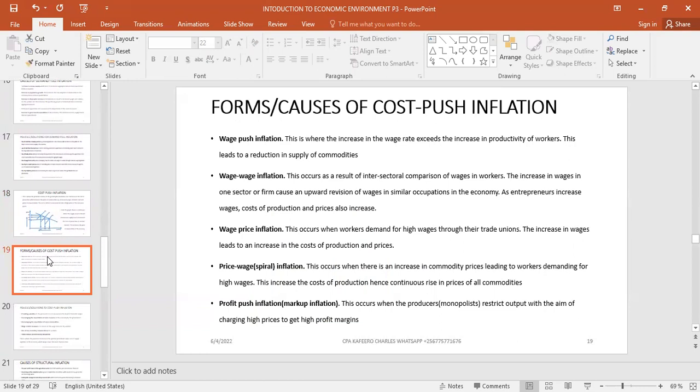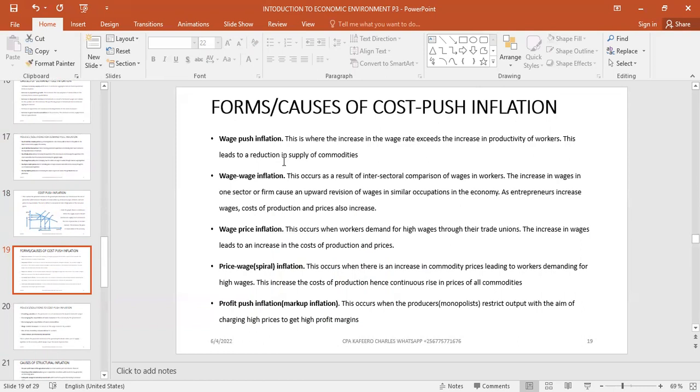So I want to talk about something here. These are some of the causes of cost push inflation, but they can also be forms, whereby each of them has a different item that causes prices to increase. That's why you may call them forms or causes of cost push inflation. The first one, you have the wage push.